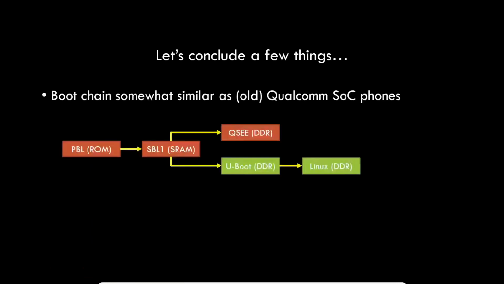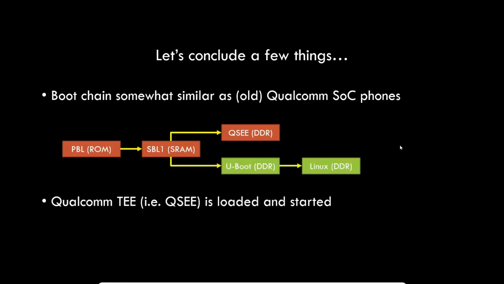Let's conclude a few things first. The boot chain that we are discussing, which should be a bit more easily visible now, is quite similar to some old Qualcomm-based phones. You will see that you have the PBL here, the SBL1, which is loaded into SRAM, and then this will also load, initialize and verify, usually, QSEE into DDR. After this step is done, U-boot is actually loaded and started and potentially verified. And then it's U-boot's task to load Linux into the DDR, the kernel, and get it started, finalizing the usual kernel and user space boot process.